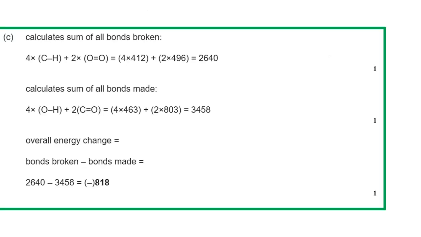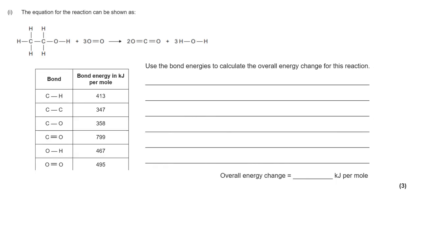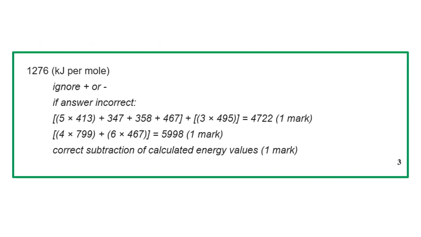This is the mark scheme for the previous question. If you got an overall energy change of minus 818, you are correct. Have a go at this second example question. Pause the video so you have time to answer. Here's the mark scheme for this question.